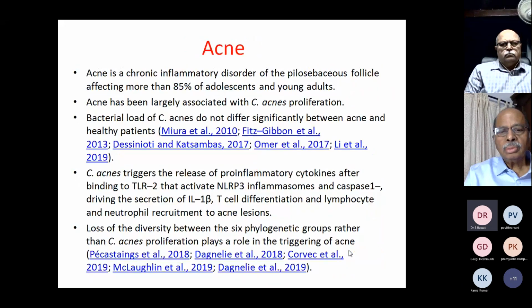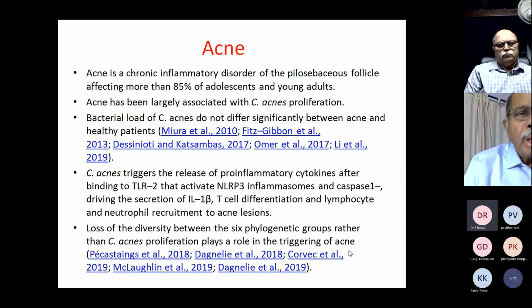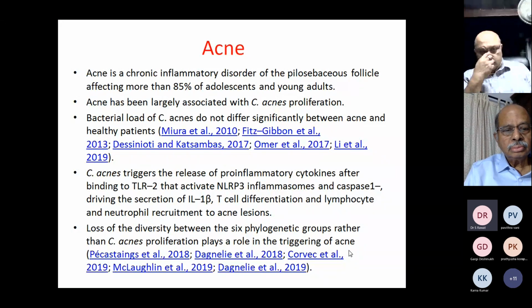Coming to another troublesome disease, which is acne, which is very common, and often the patient is under various stress, and it is also difficult because it is usually in young girls and in the onset of maturity. So a lot of mental stress is also there with the disease, and this is again a chronic inflammatory disorder of the pilosebaceous follicle.